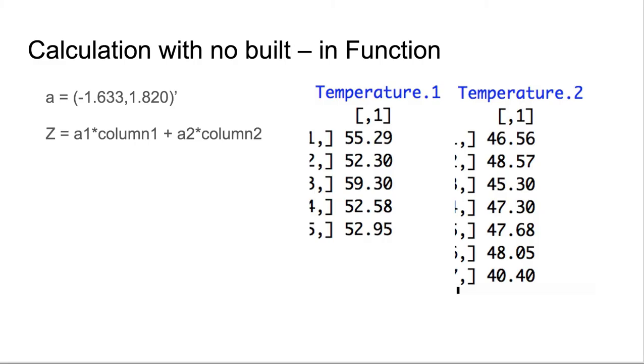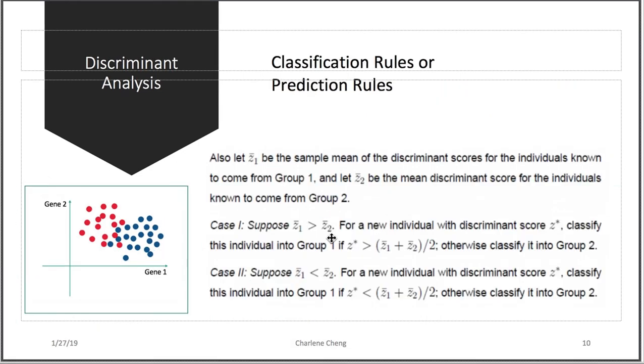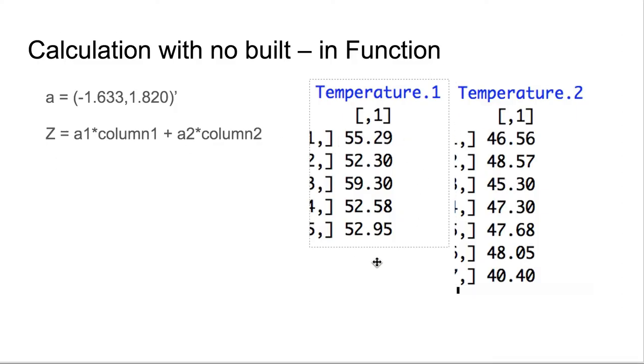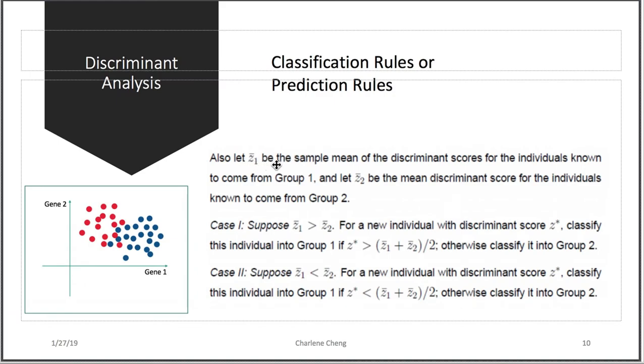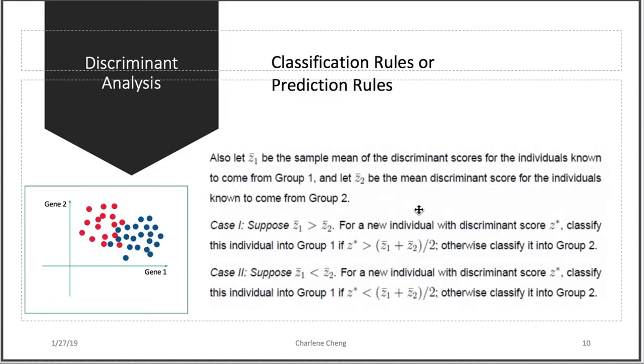After the z-score, actually we achieved the first goal: find a good way to separate two or more groups. And then we want to use it to allocate a new observation into groups. To do that, because we have already got the z-score for matrix 1, we can get z1 bar, that is the sample mean of the first matrix. And the same thing for matrix 2: z2 bar is the mean score for the second matrix, or group 2.